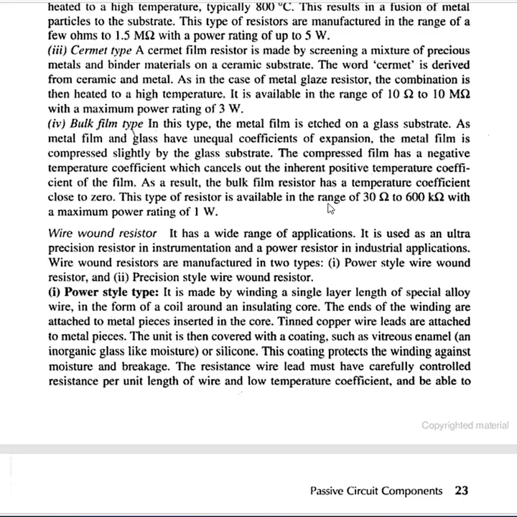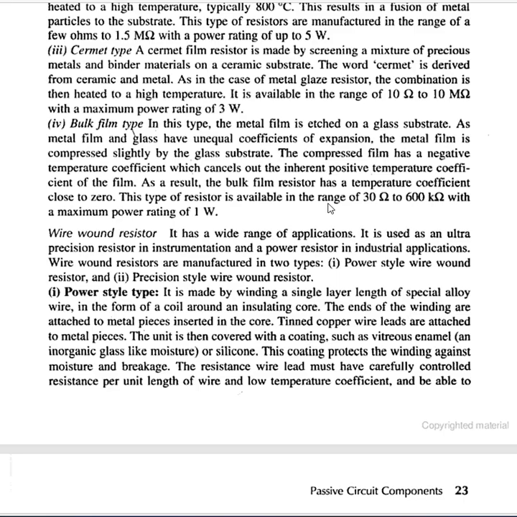Wire wound resistor. It has a wide range of applications. It is used as an ultra precision resistor in instrumentation and as a power resistor in industrial applications. Wire wound resistors are manufactured in two types: power style wire wound resistor and precision style wire wound resistor.